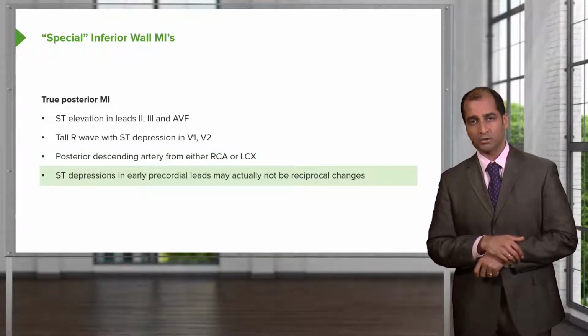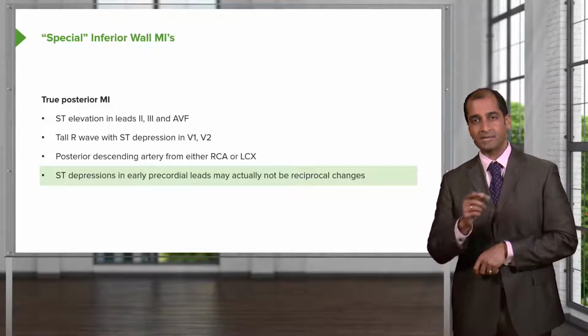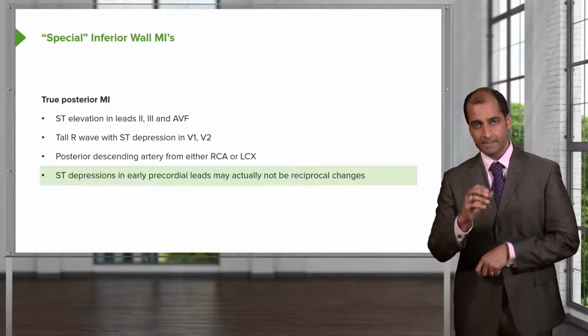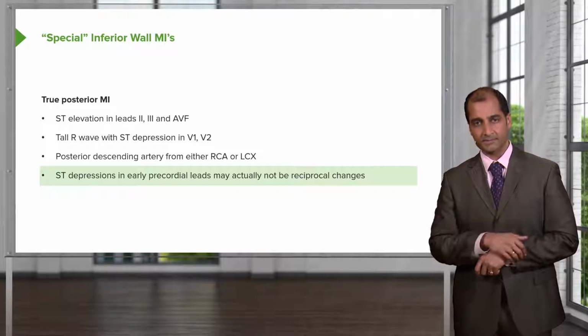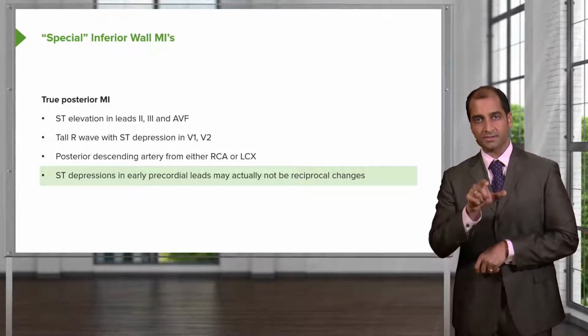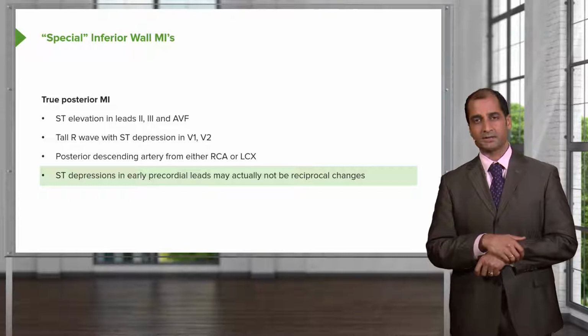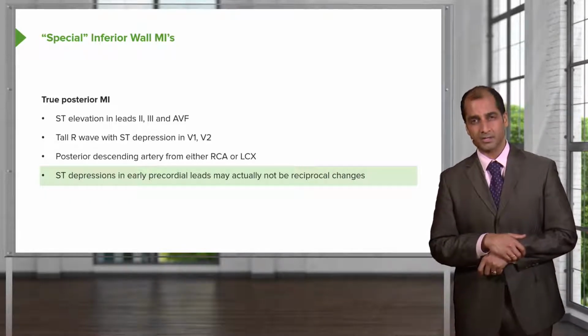ST depression in early precordial leads may actually not be reciprocal changes. Now, this is a bit much in terms of information, but this is a posterior MI. At least keep in mind that we have 2, 3, aVF with an ST elevation, and keep in mind what we just explained: the posterior descending artery and its determination of dominance.